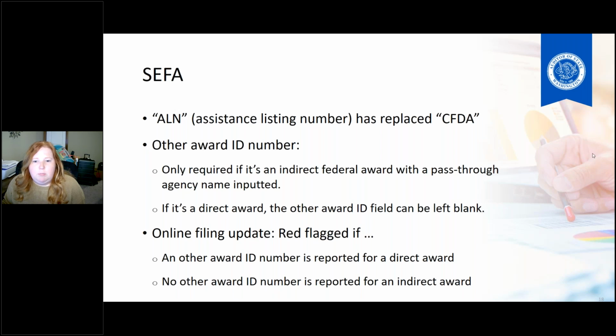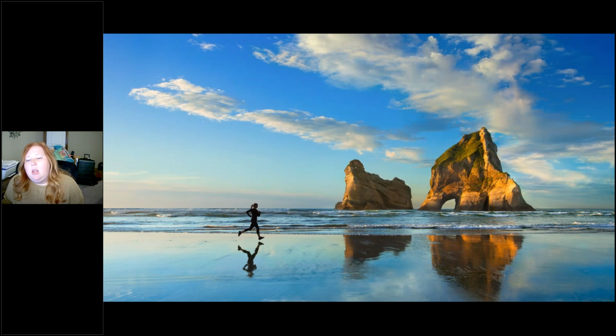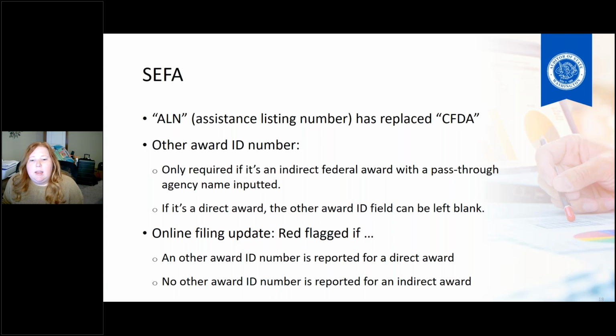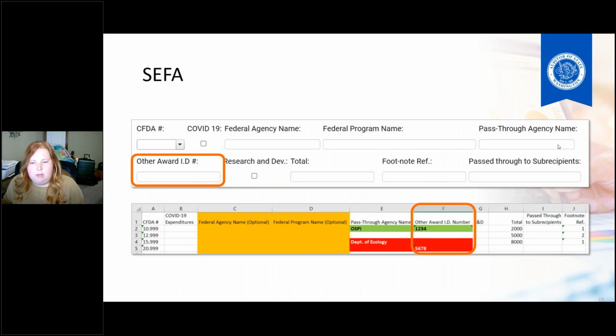And with this update, we do have 2 new red flags that you could potentially receive. So one is that if an other award ID number is reported for a direct award, that would result in a red flag. And then also, if there's no other award ID reported for an indirect award, you would also receive a red flag for that. And let's look at just a quick example to just visualize what all of this means.